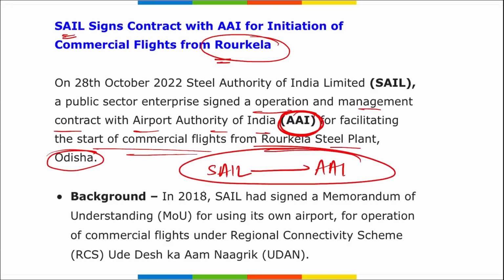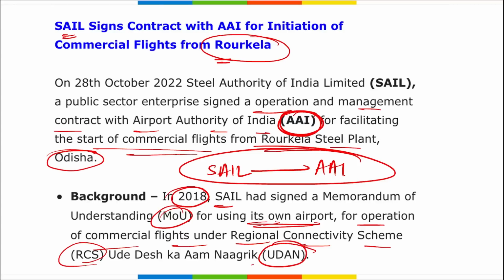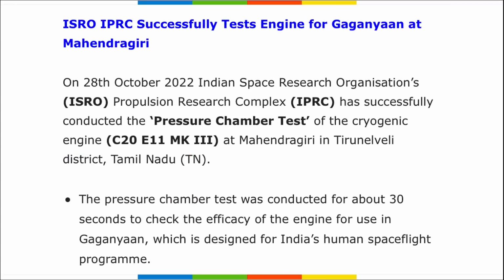Remember this. Then remember in 2018, SAIL signed an MOU for using its own airport for operation and commercial flights under RCS, that is Regional Connectivity Scheme, that was Ude Desh Ka Aam Nagrik. And what was this Ude Desh Ka Aam Nagrik? Basically, this was launched so that even the middle class people can afford the flights and they can easily travel or commute from one location to another location.